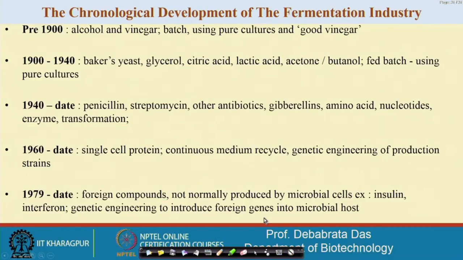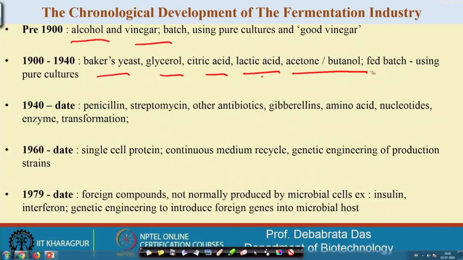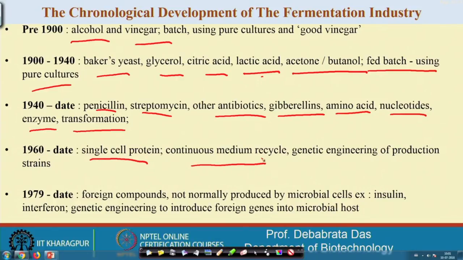So this is the chronological development of the fermentation industry, because if you look, initially bioproduct formation started with alcohol and vinegar. This is pre-1900, and 1900 to 1940 we have baker's yeast, glycerol, citric acid, lactic acid, acetone, all made using pure culture. From 1940 up to date we have penicillin, streptomycin, other antibiotics, gibberellin, amino acids, nucleotides, and enzyme transformation. And from 1960 onwards we have single cell protein, continuous medium recycling, and genetic engineering of the production strain.